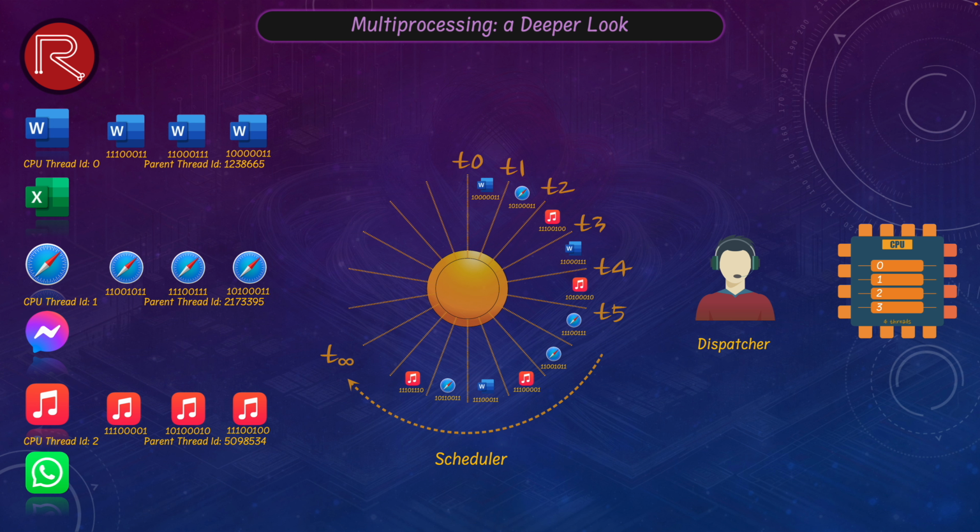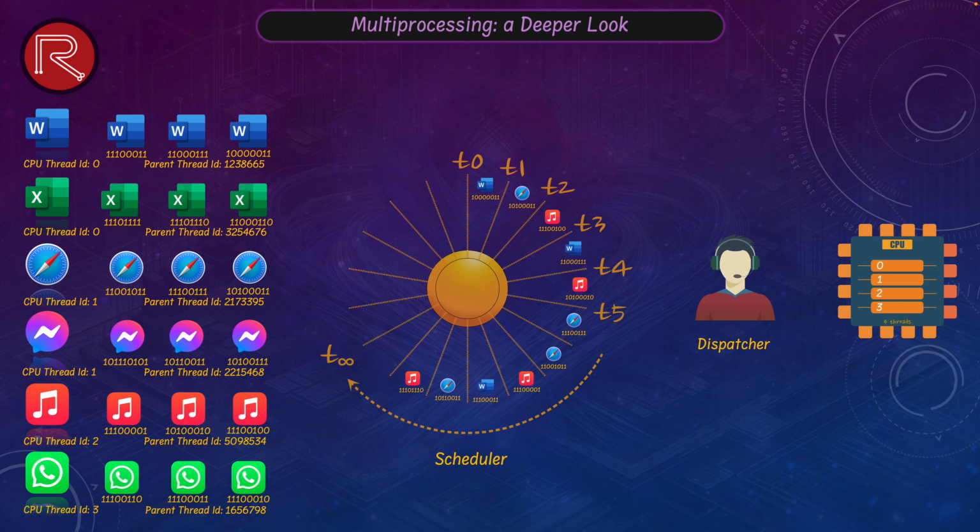As mentioned before, the scheduler will decide where each process is executed, assign it a unique parent thread ID, and break it into chunks of bytecode. The newly created chunks of bytecode are then added to the time index, making them ready for processing. Notice that while Apple Music and WhatsApp are executed on different CPU threads, Microsoft Word and Excel are sharing the same CPU thread 0, and the Safari browser and Messenger are sharing the same CPU thread 1.